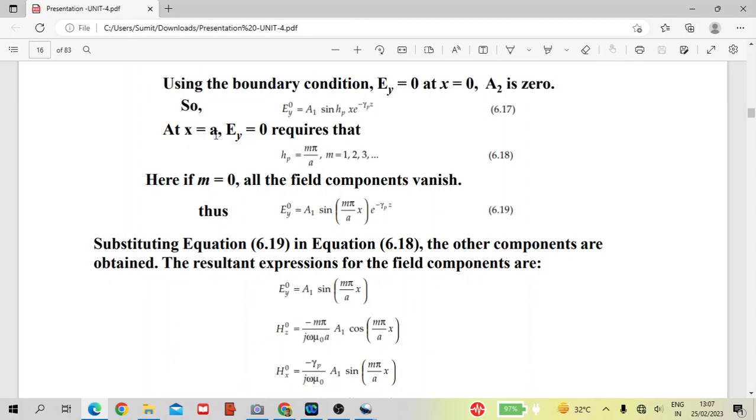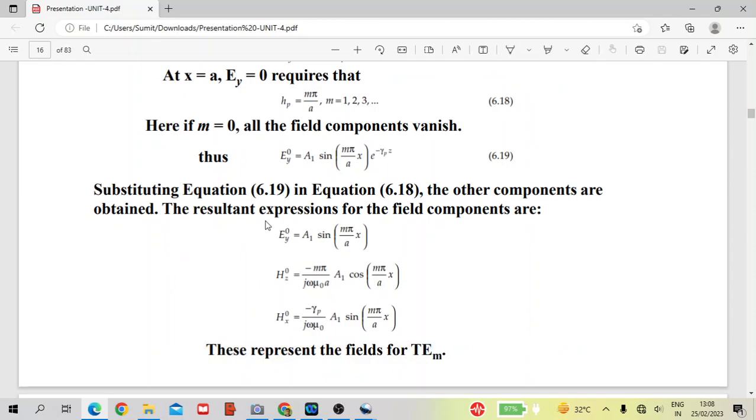At x equals a, again you apply the boundary condition and you get this. If you make Ey 0 at x equals a, you will see that this hp term, which is a constant, is m pi by a, where m are integers and a is the separation between the plates. If m equals 0, all field components will vanish, so we have to start from 1. Then substituting this in the equation, the other components can also be obtained.